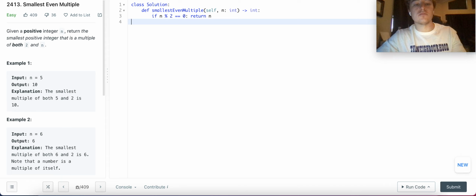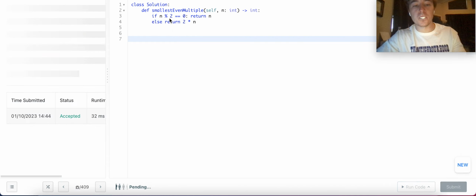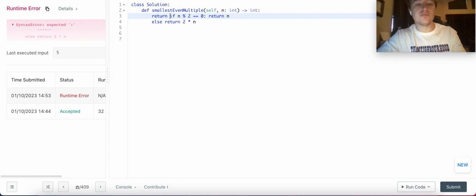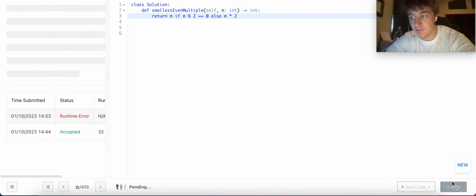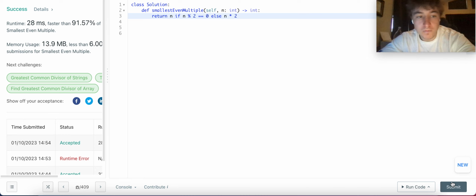Okay. And then what we'll do to make this just a little bit better, we'll say return n if n mod 2 equals 0. Otherwise, we'll return n times 2. And that's how you do a one-line solution where I'm from. And there you go. And this is going to have huge variance because it's a very simple problem.